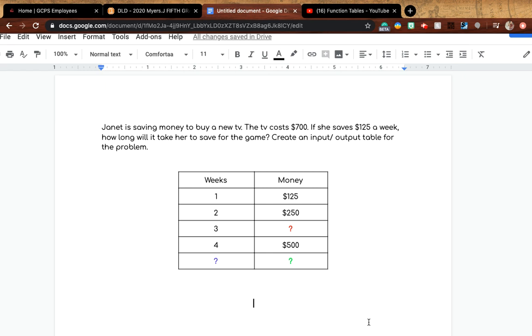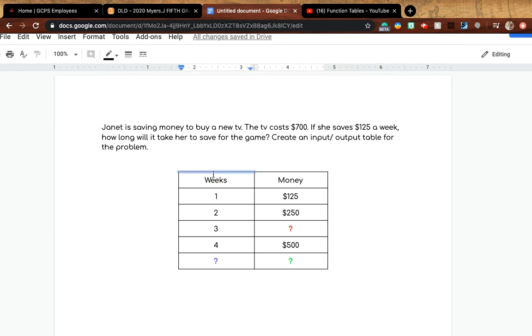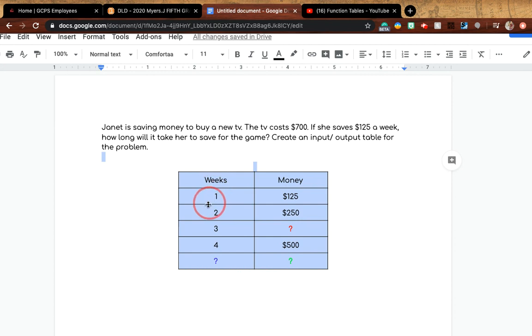Okay, today I'm going to introduce you to function tables. Function tables are connected to our unit on coordinate planes because I'm going to show you how we can actually take these parts of a function table and they're actually going to end up looking just like ordered pairs. A function table is sometimes called an input-output table because there's going to be some numbers put into the input table. That's what these are over here.